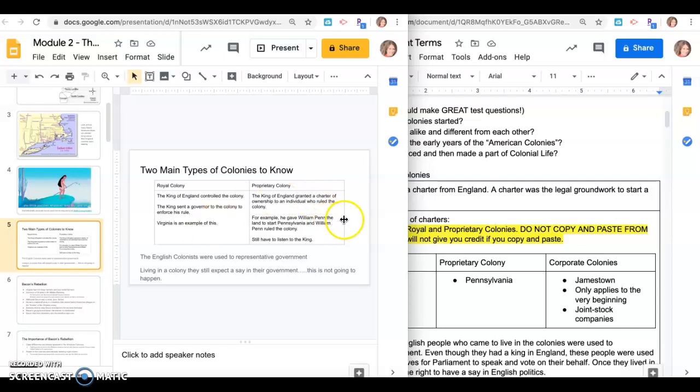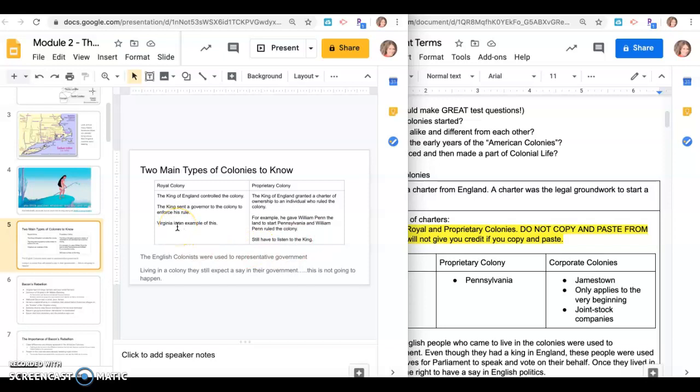A proprietary colony is when the king gives the charter of ownership to an individual. An example of this we're going to talk about is Pennsylvania. The king of England gave the land of Pennsylvania to a guy named William Penn, and William Penn ruled the colony. Now, at the end of the day, if the king tells William Penn to do something, he has to do it, but William Penn is in charge for the most part, not the king. Whereas in a royal colony, it's the king.